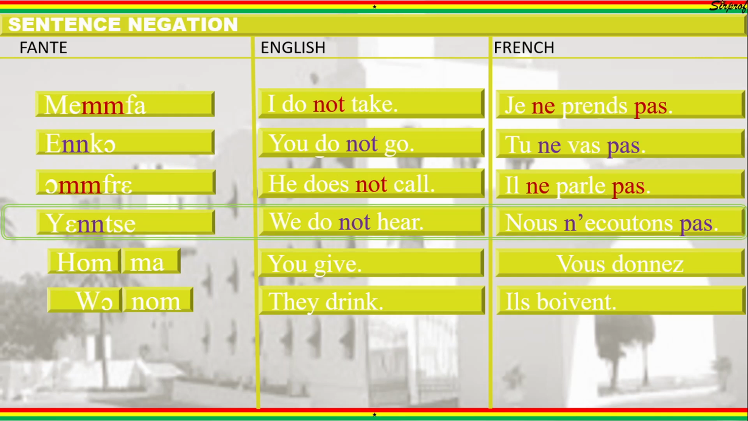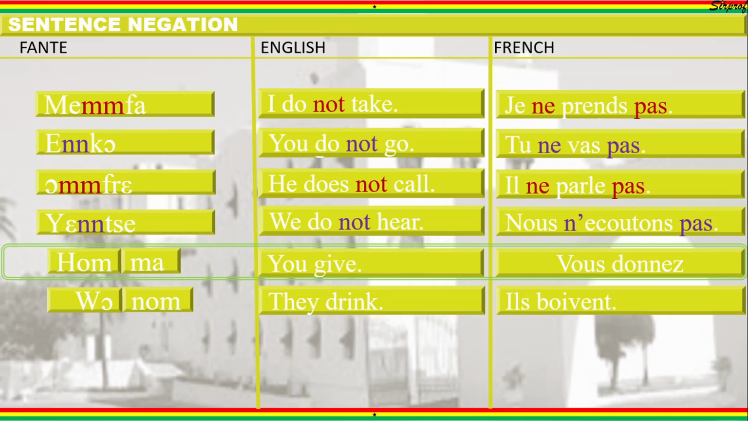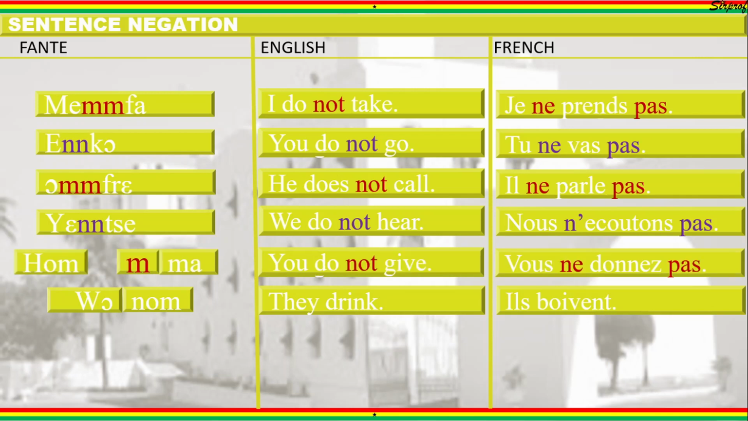Next, wo and ma. In this case, because wo is the second person plural, we leave a space between the wo and the ma and pronounce it as wo ma. You give. Vous donnez. To form the negative, we only introduce an additional M in front of the verb ma to form wo mma. You do not give. Vous ne donnez pas.